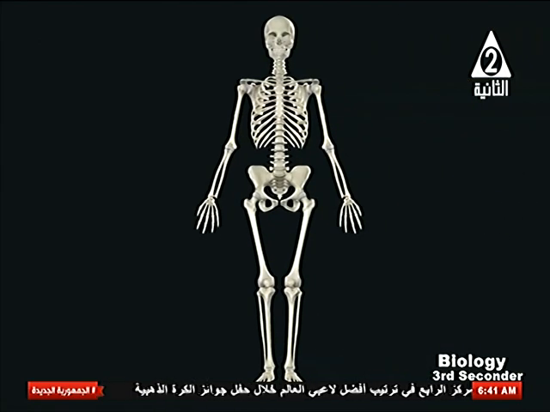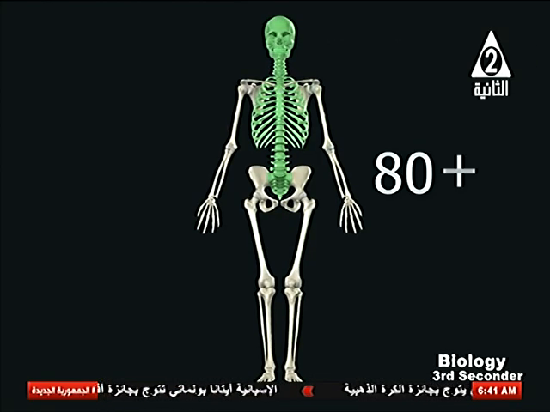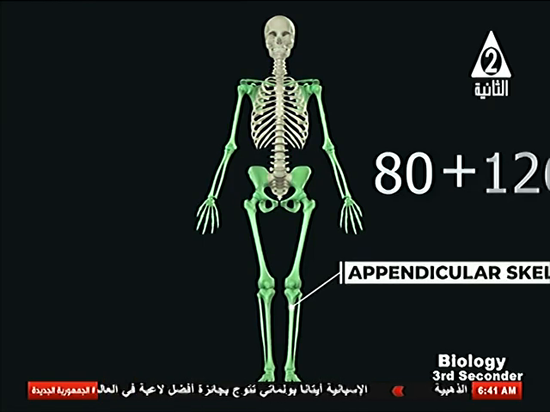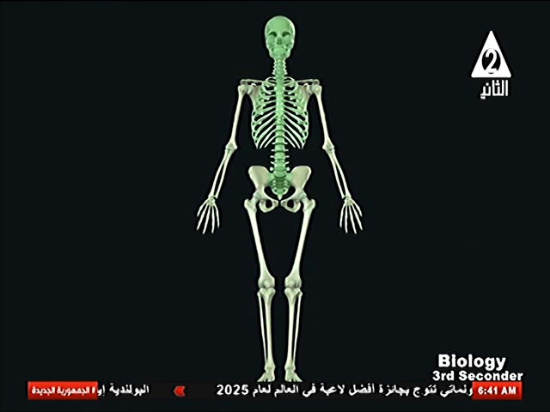Okay, the total number of bones, don't forget, is 206. The axial skeleton consists of 80 bones. The appendicular skeleton consists of 126 bones. So the sum of them is 206. Now let's study the structure of the skull.